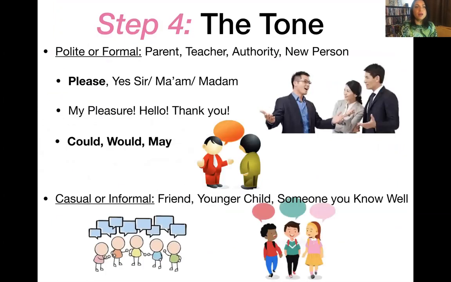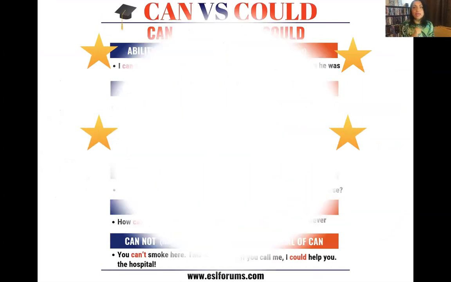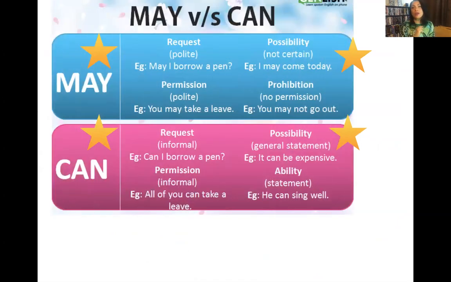Step number 4, what is your tone? Someone you do know, it's casual or informal. If it's someone you don't know, it's polite or formal. We use words like can and could. So can is going to be our more informal. Could is our more formal. We also use may. May is for polite when asking permission or a request.